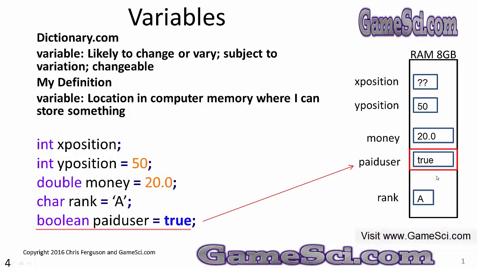Java is a strongly typed computer language. As a strongly typed computer language, we are required to declare our variables before we use them. And what we're doing here is declaring the variables X position, Y position, money, rank, and paid user. Java requires this so it knows how much space to allocate for the variable. For instance, ints in Java take 4 bytes of memory, a double takes 8 bytes, a char takes 2 bytes.